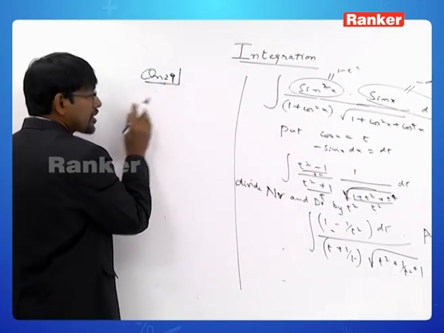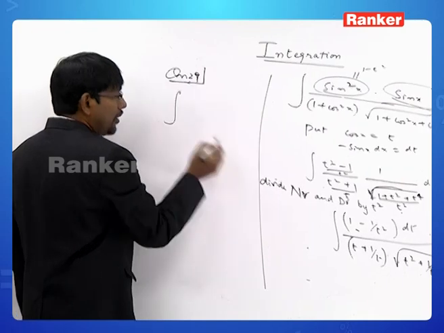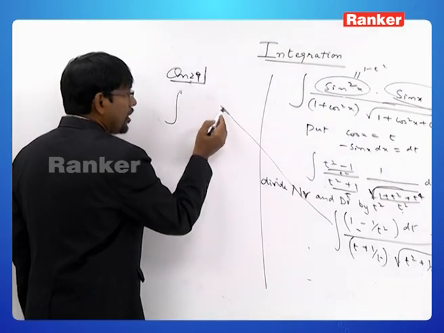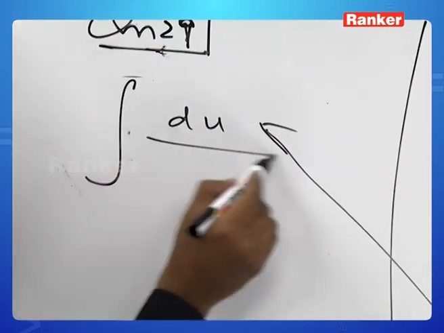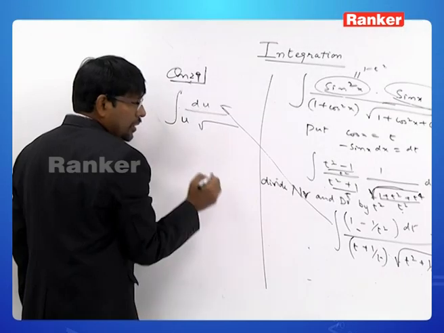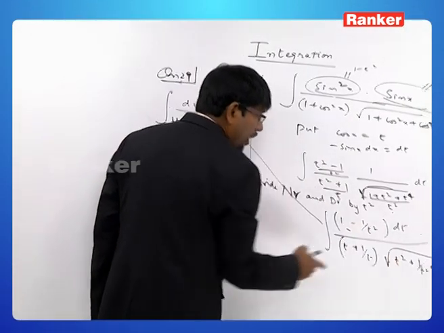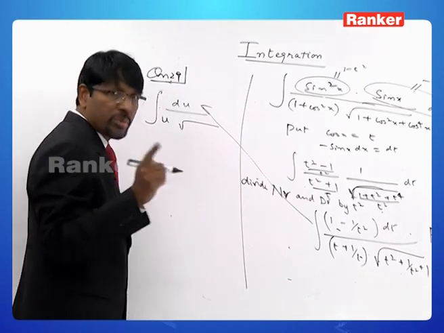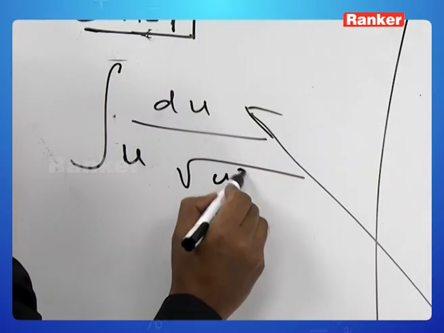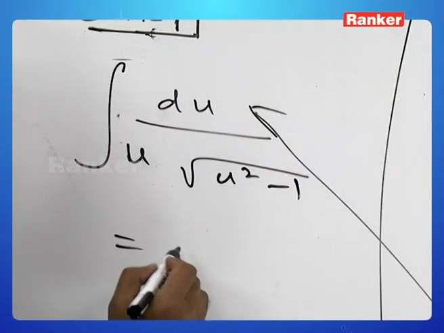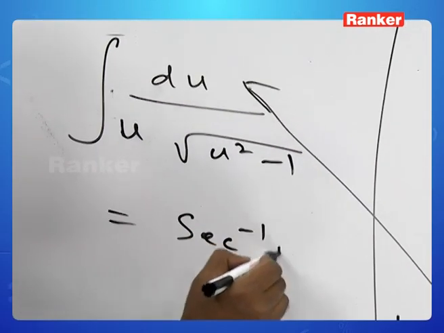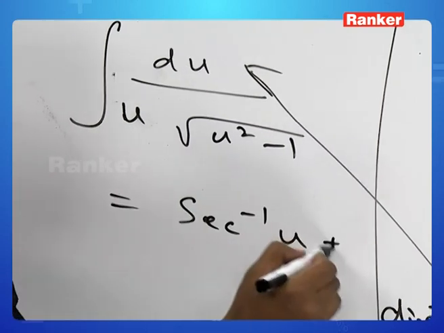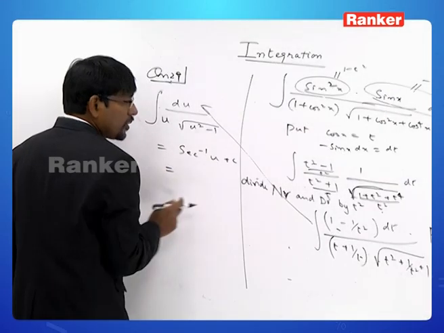Let us come back here. So what do we have? This integral turns out to be du by u into, this t plus 1 by t whole square is nothing but t square plus 1 by t square plus 2, so minus 1, so u square minus 1. Now this is the standard integral, secant inverse of u plus c. But what is u? t plus 1 by t.